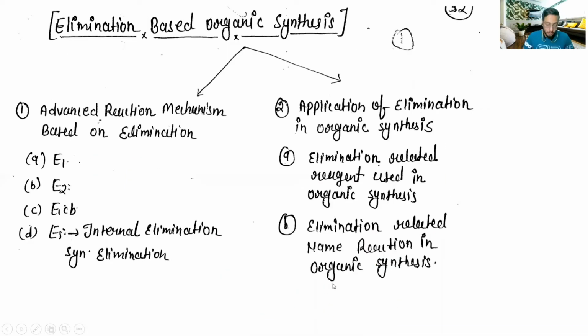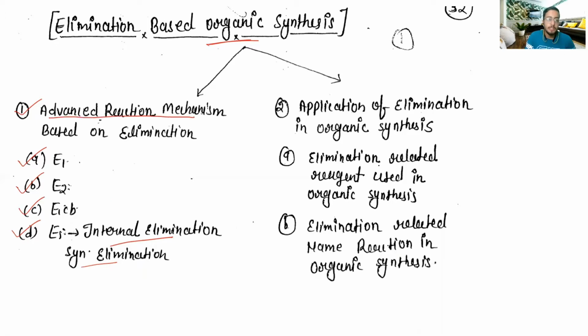So for elimination based organic synthesis, I have categorized this topic in two parts. The first part is the advanced reaction mechanism based on elimination, in which I will cover E1 elimination, E2 elimination, E1CB elimination, Ei elimination, which is internal elimination or syn elimination.